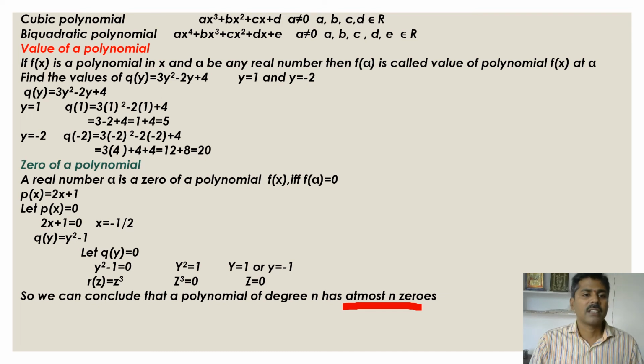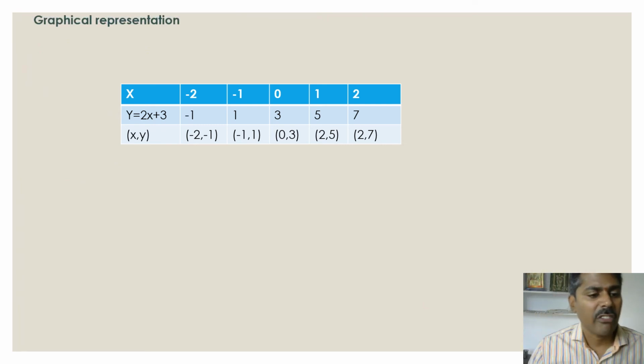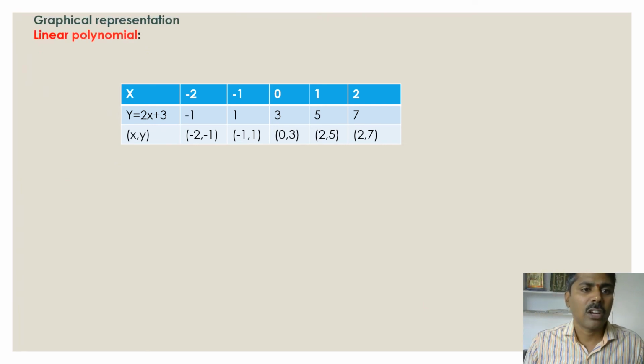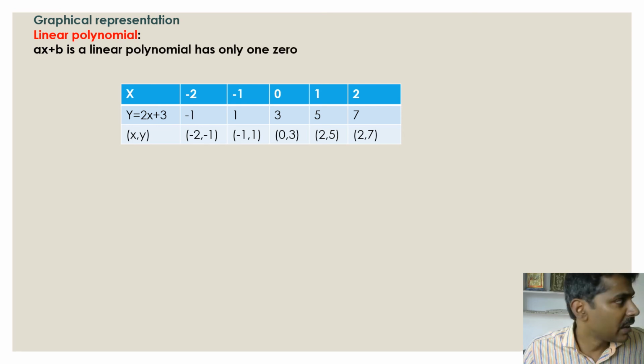And now this we can apply here with the graph. So, graphical representation of a linear polynomial. I will conclude today's class with the graphical representation of a linear polynomial. First, we already know that the standard form of a linear polynomial is ax plus b. It has only one zero.